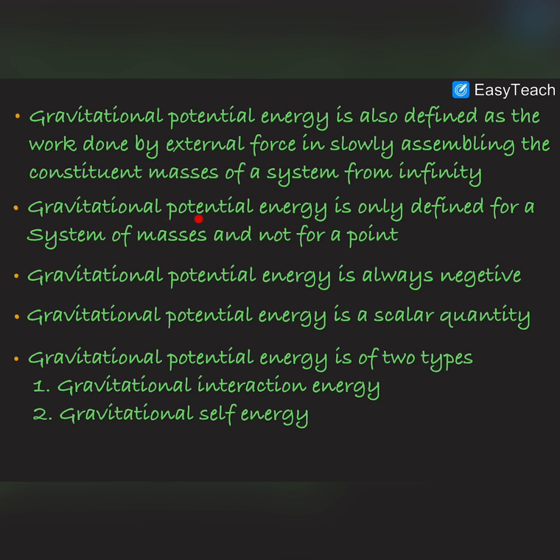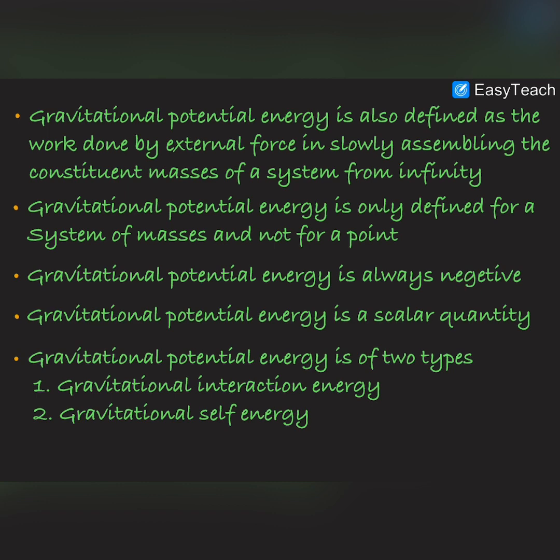The gravitational potential energy is only defined for a system of masses and not for a point, which we have already discussed. The gravitational potential energy is always negative, and the fact that it is always negative is due to the force of gravitation being always attractive. So the gravitational potential energy will always be negative.